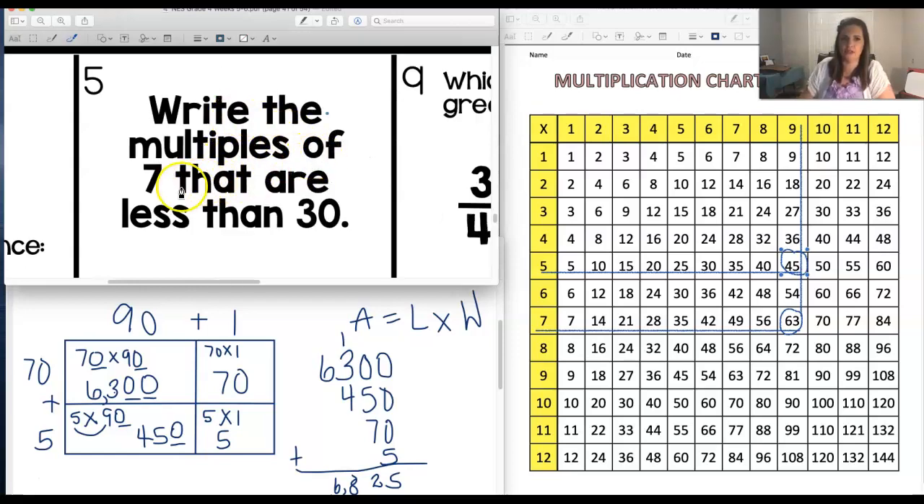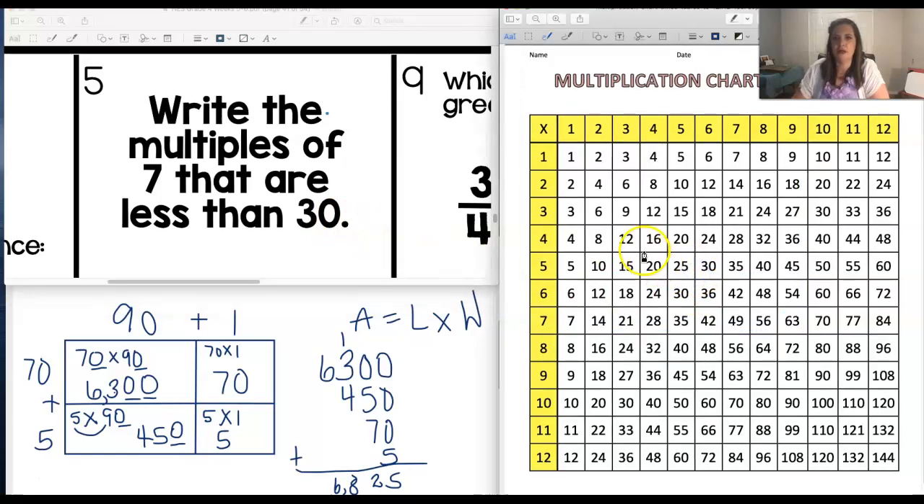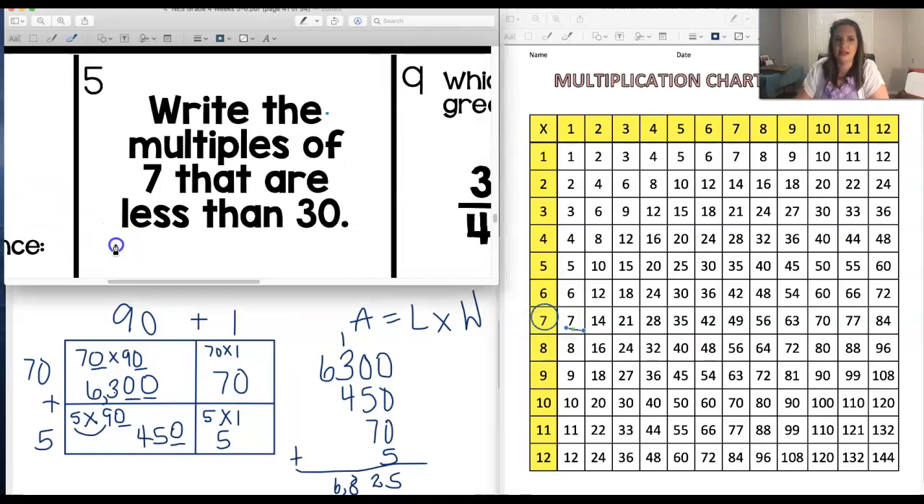Write the multiples of 7 that are less than 30. I'm going to come over here to my multiplication chart. And remember, multiplication sounds like multiples because these are all multiples. So if they want multiples of 7, you simply go to the 7 and starting with 7 times 1, these are all going to be the multiples, but we want less than 30. Less than 30, so not up to 30, less than it.